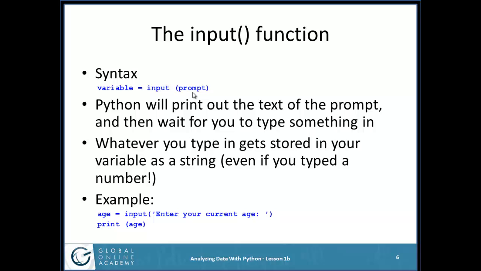So if you said enter your age, like the example here, age equals input, "enter your current age", it'll wait until you type something in. Suppose you typed in 15 and hit enter. What goes into the variable age is the character string 15, not the number 15. More on that in future weeks as we learn how to change from one type to another.